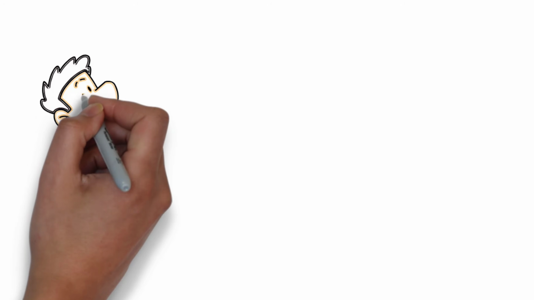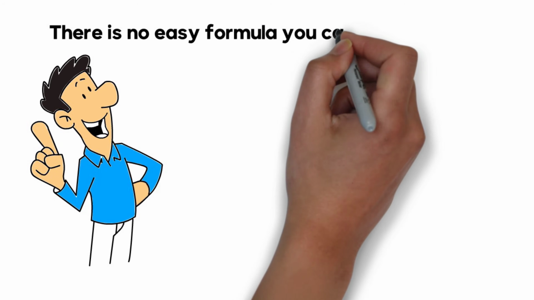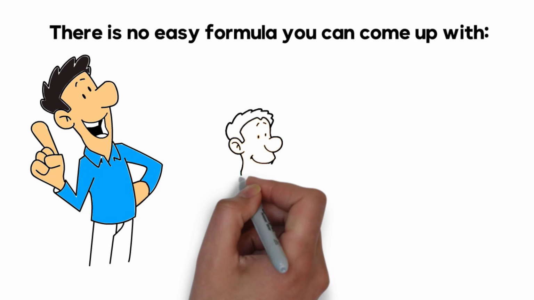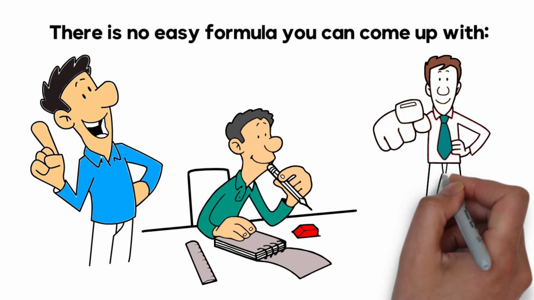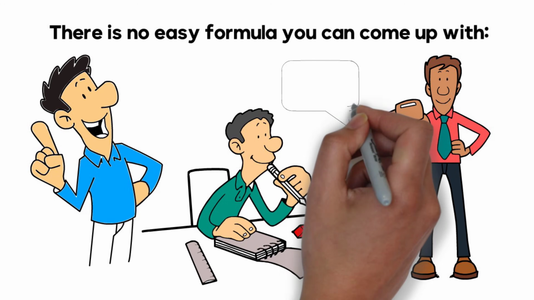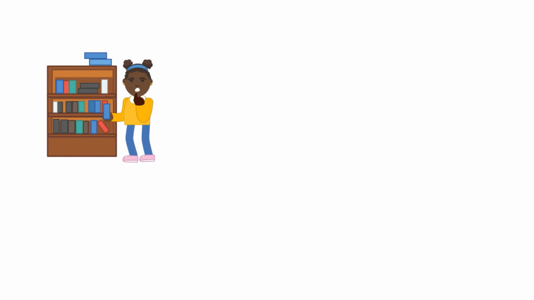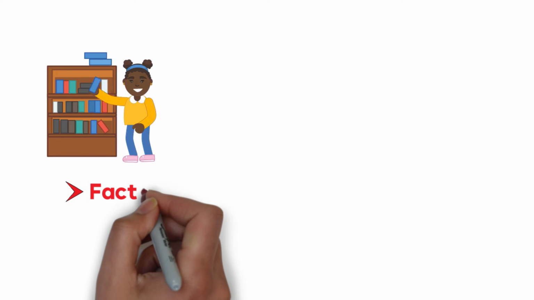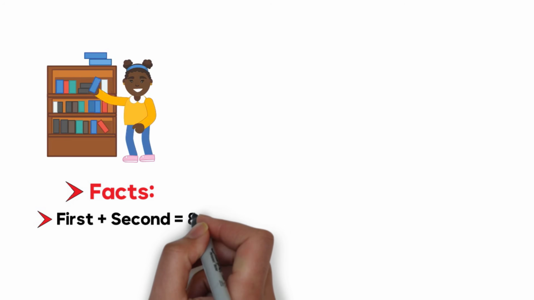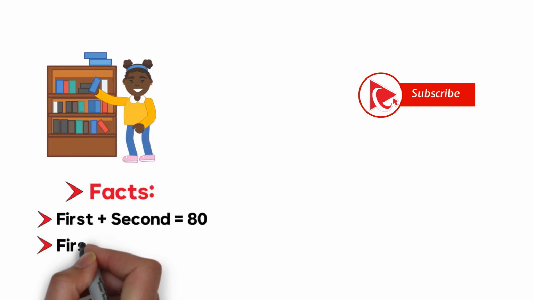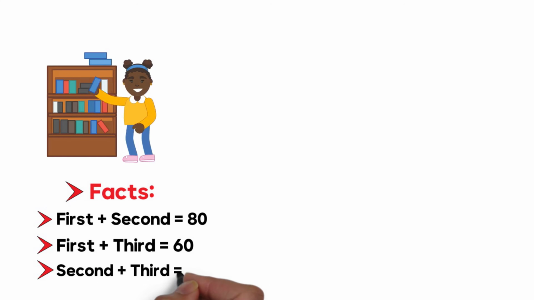and get to the correct solution together. What's interesting about this problem is that there is no easy formula you can come up with. Maybe you're different, at least this is how it was in my case. So if you can come up with the formula, please make sure to post it in the comment section of this video. But what I did, I started looking at the facts. And the facts are that on the first and second bookshelves, we have 80 books. On the first and third bookshelf, we have 60. On the second and third, we have 40.